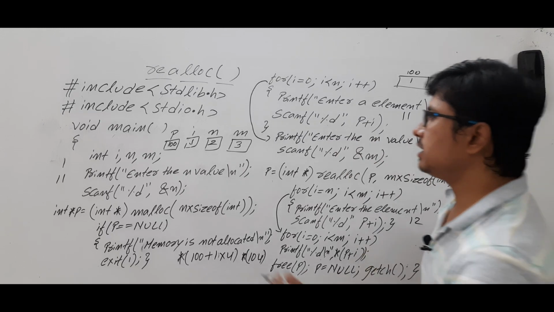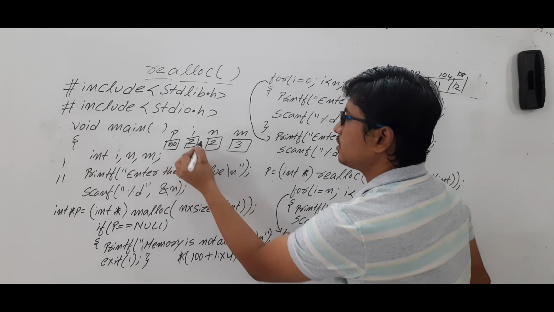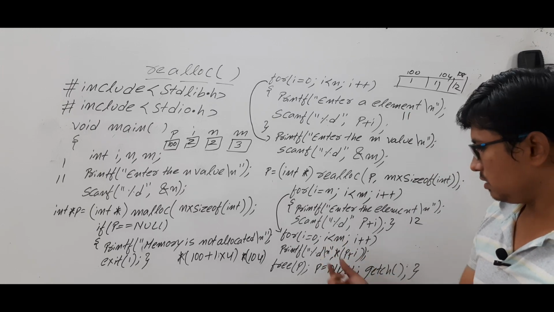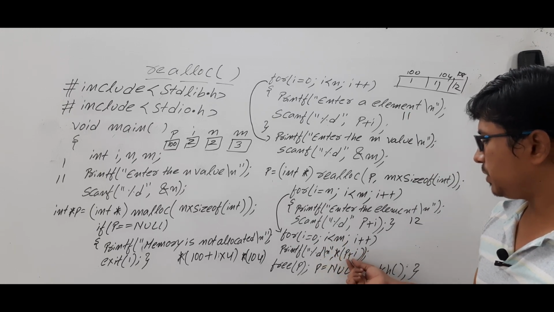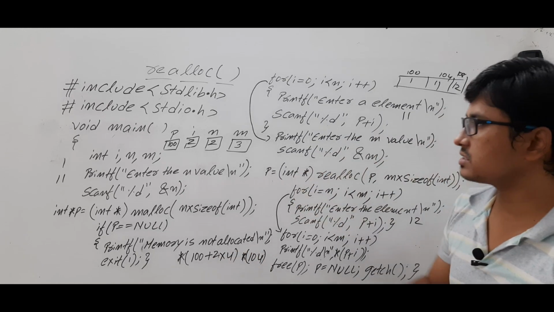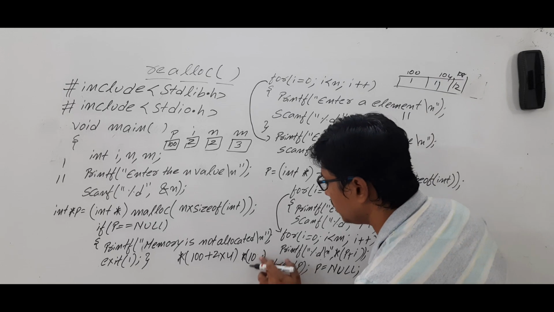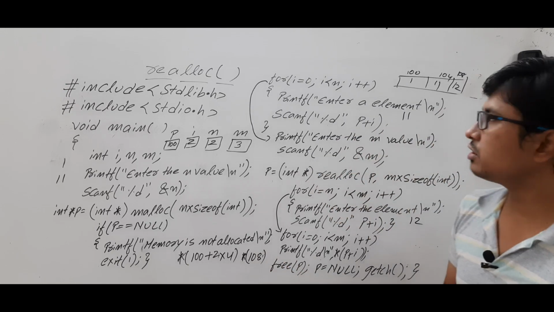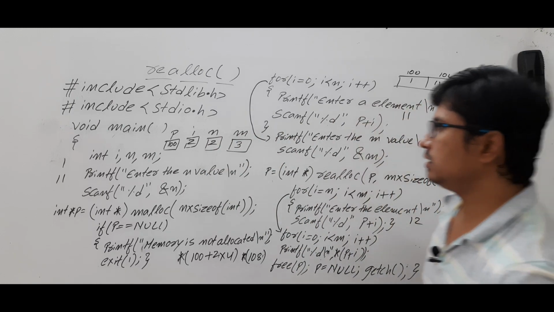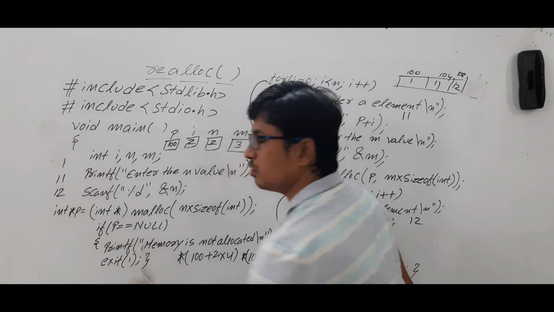Then the i value will be incremented. Now the i value becomes 2. Again the condition is true. 2 is less than 3. Okay. Then you need to print p plus i, which is 2 into 4 because the i value is 2. So it will give 108. It will go to the memory location 108. What value is there? Which is 12. That 12 value will be displayed as an output.